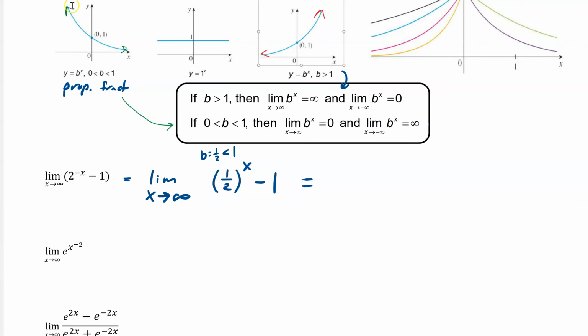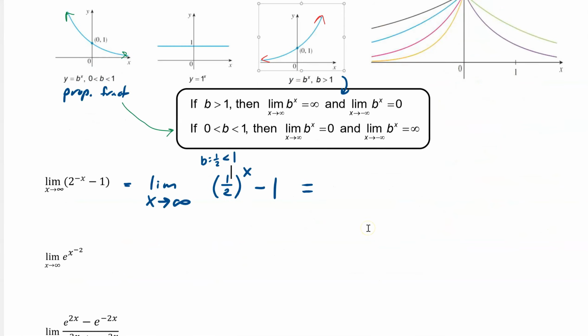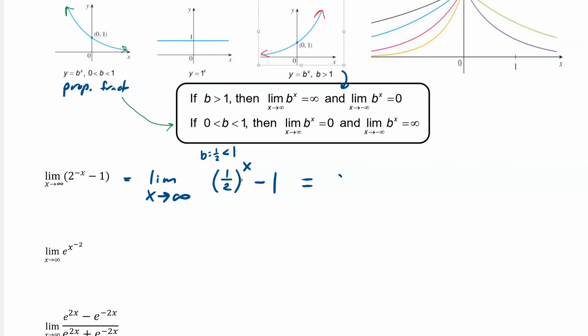So it's going to look like this. If this was a half, it would decrease like that. See, there's our half, and you can see it's decreasing here. So that means this is going to 0, minus 1. And so our limit is negative 1. All right, let's try another one.